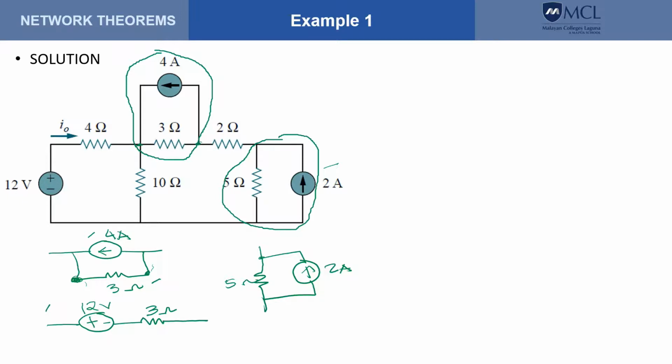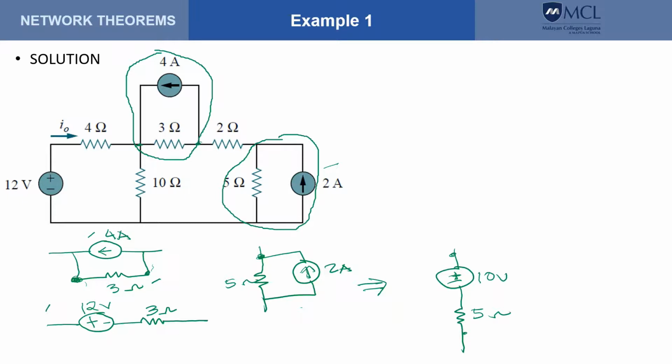So that can be converted into a voltage source in series with a resistance. Now this point here is this point. So that's why the plus sign is at the top, because the 2 amperes is directed to this point. So this is 2 times 5, so this is 10 volts, and we copy the 5 ohms. Okay.